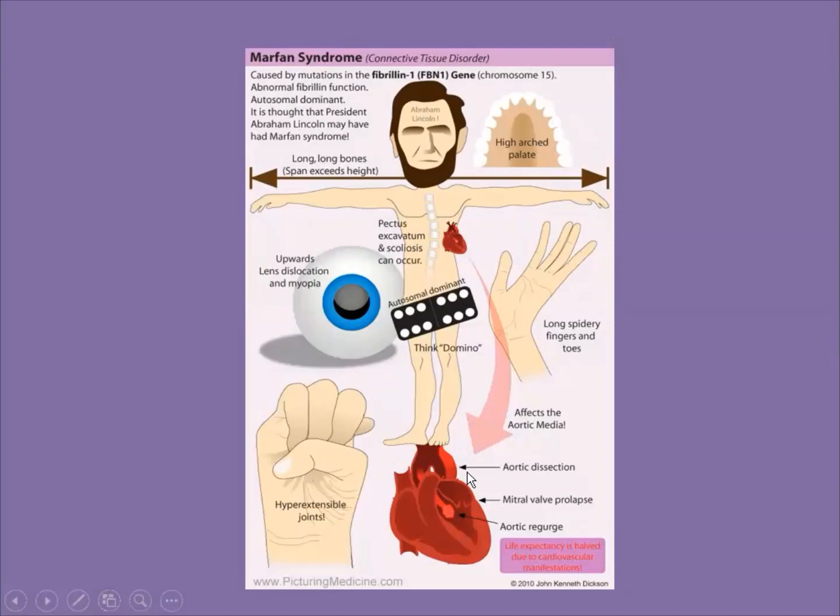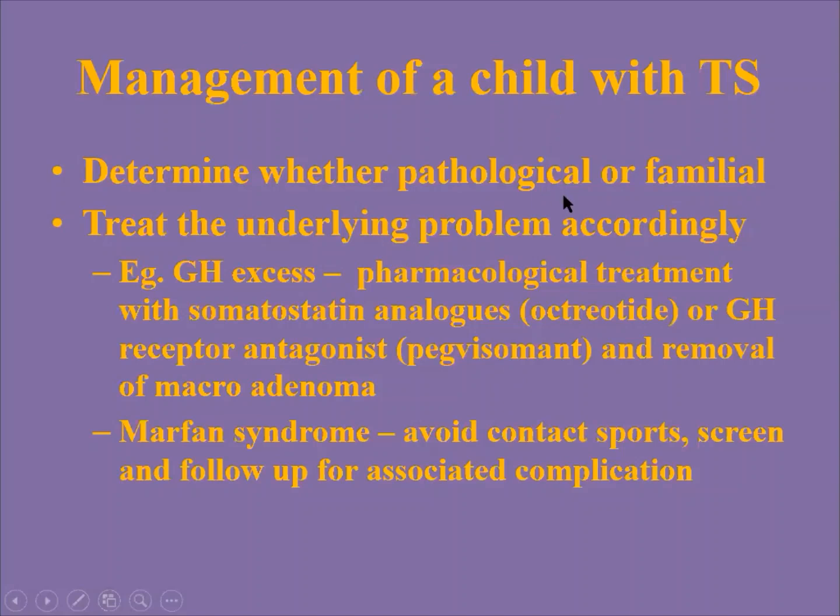The serious ones are the cardiac lesions: aortic dissection, mitral valve prolapse, and aortic regurgitation due to the prolapse. So life expectancy is affected due to these cardiac problems. These people may need proper follow-up. How do you manage a child with tall stature? First, we have to determine whether it's a pathological cause or a familial cause. And if it's a pathological cause, we may treat the underlying causes.